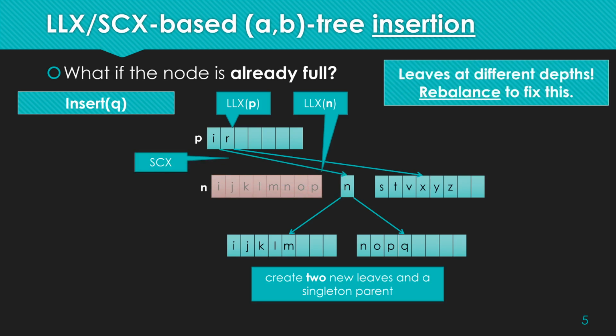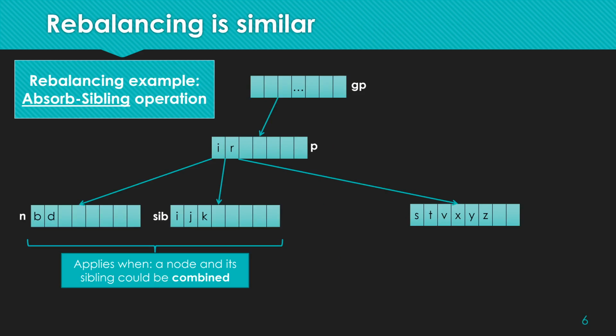Now, I want to point out that these leaves are at different depths now. We have some leaves at different depths, so this is no longer a strict AB tree, so we actually have to rebalance to fix this. I won't describe all the rebalancing operations, but I'll describe one of them briefly. This rebalancing operation is called absorb sibling. This applies when a node and its sibling could be combined, that is, all of their keys could fit in a single node. And we do what the operation sounds like.